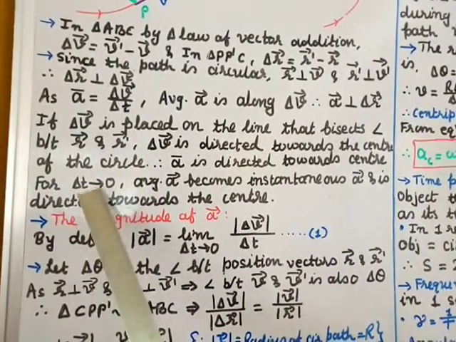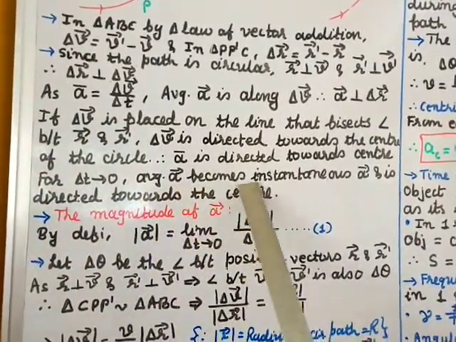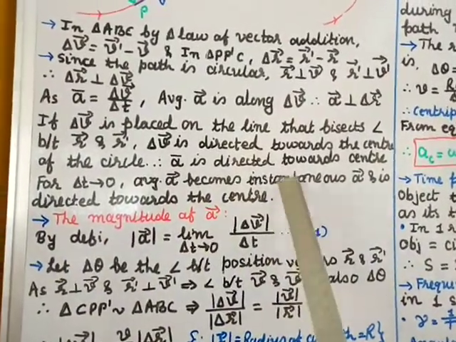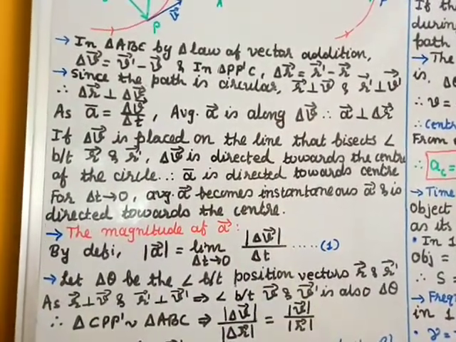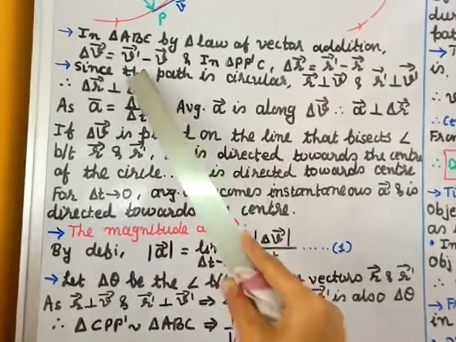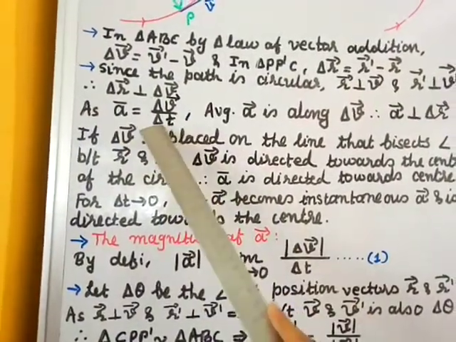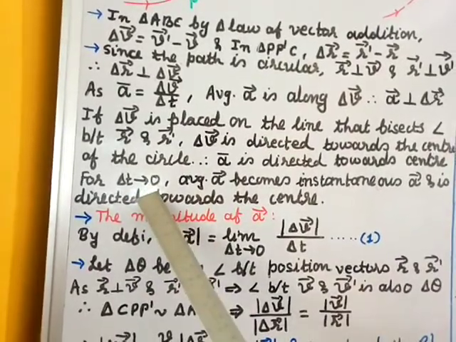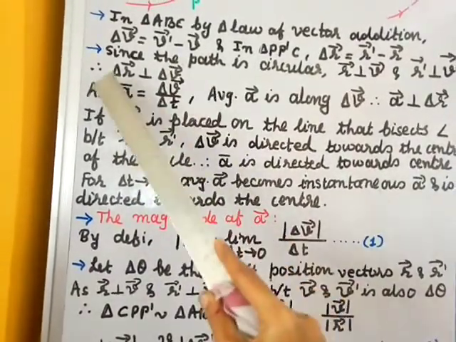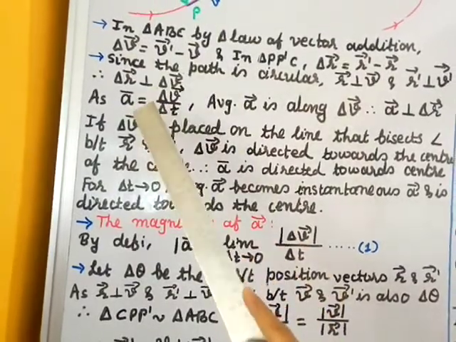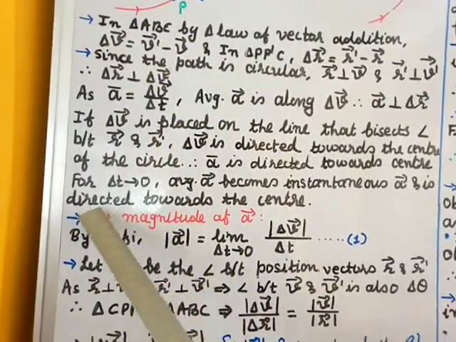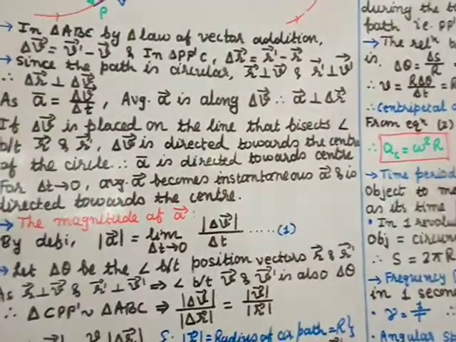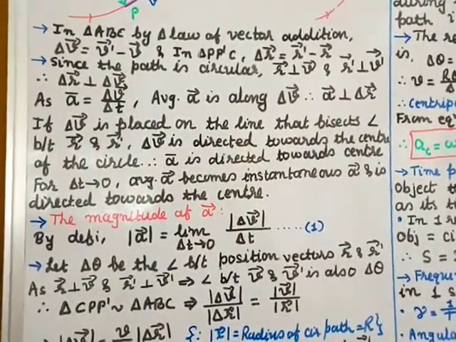For delta t tending to 0, average acceleration becomes instantaneous acceleration and is directed towards the center. Now we know that by definition of instantaneous acceleration, if in this average acceleration delta t is taken to be approaching 0, then this will become instantaneous, and this instantaneous acceleration will also be directed towards the center. Since it is directed towards the center, this acceleration is called centripetal acceleration.